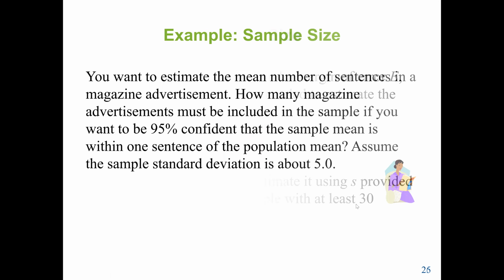So let's see an example here. You want to estimate the mean number of sentences in a magazine advertisement. How many magazine advertisements must be included in the sample if you want to be 90% confident that the sample mean is within 1 sentence of the population mean? Here we should assume that the standard deviation for the sample is 5.0.